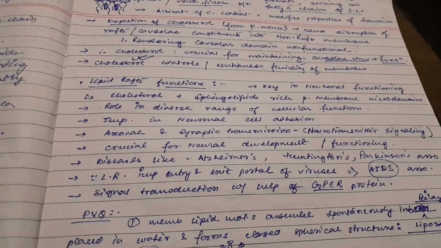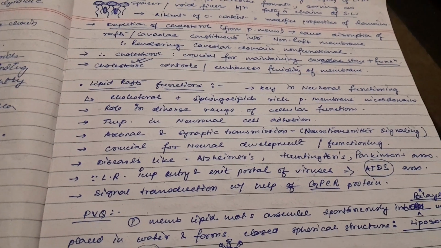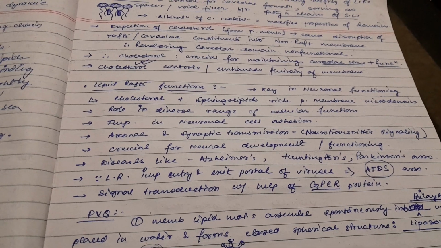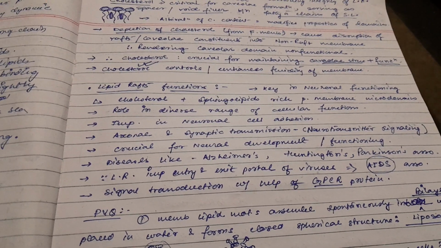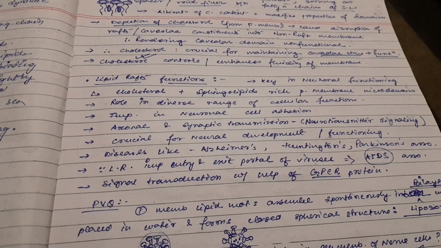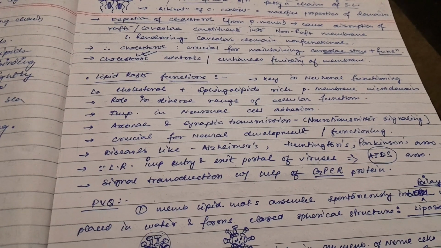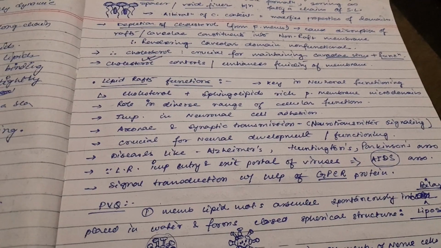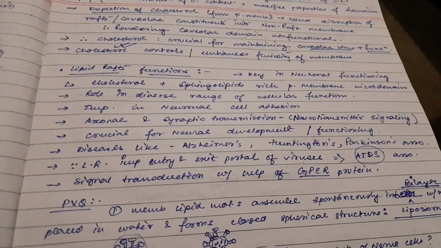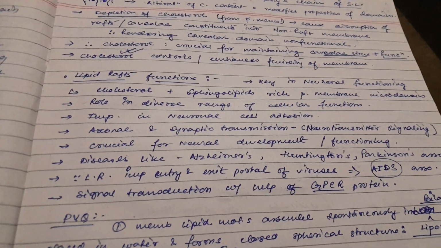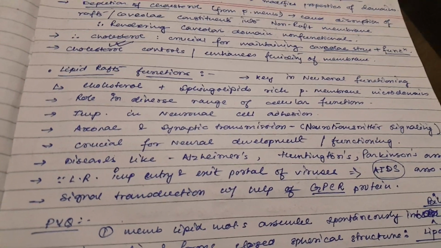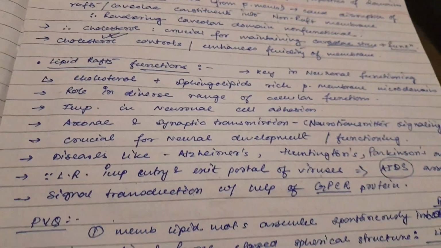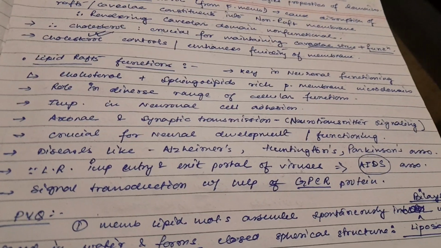So, what are basically the functions of lipid rafts? This becomes very important in neuronal functioning with diverse cellular functions, neuronal cell adhesion, and also axonal as well as synaptic transmission, for example, neurotransmitter signaling. It becomes very important during neural development and functioning, since it acts in terms of different kinds of communication.